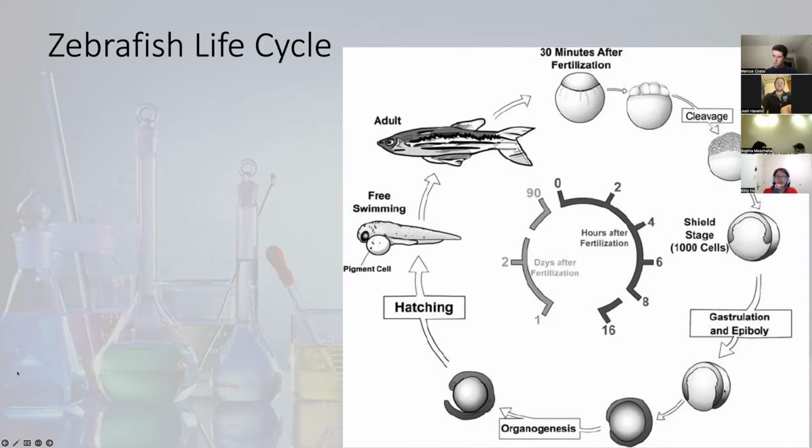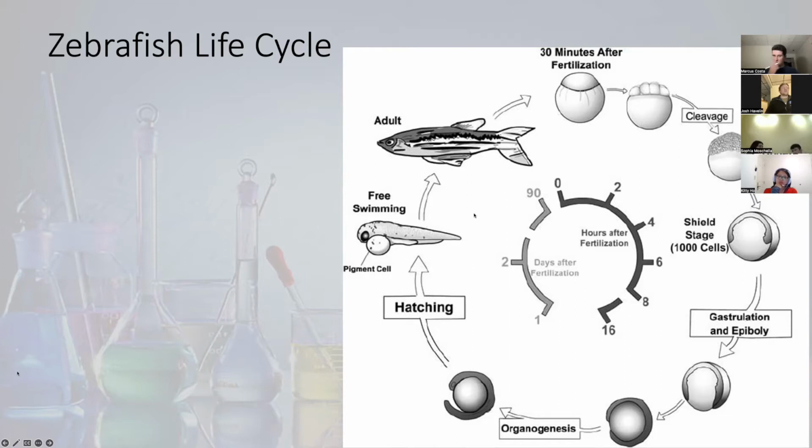And then I can't see behind the phone. And then down here, we have organogenesis. Oh, I should have pointed out the time frame of this. All right, so 0 hours to 16 hours. And then over here, shortly after organogenesis occurs, day 1, after fertilization, day 2.